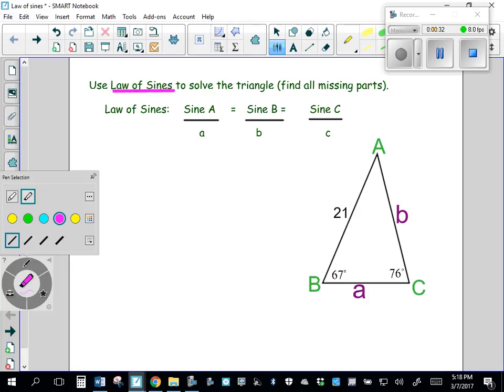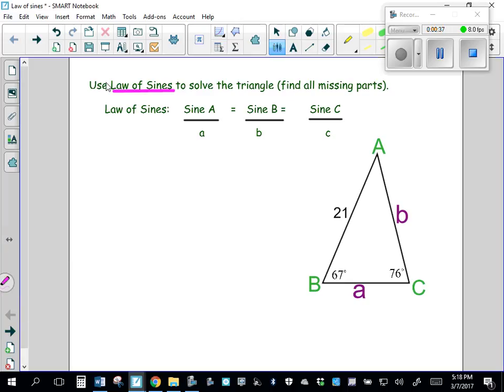And if that doesn't work, then you would need to use something called the law of cosines. But as we talked about in class, we're only going to focus on law of sines right now. And then tomorrow, we'll talk about law of cosines. And then after that, we'll mix up all three methods so you can practice deciding when you need to do what method.